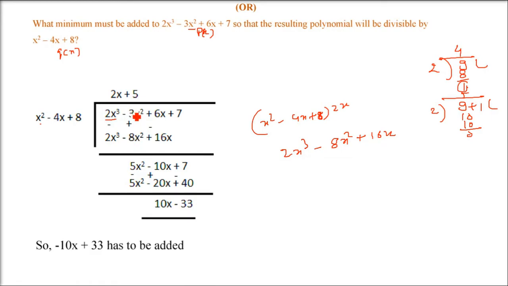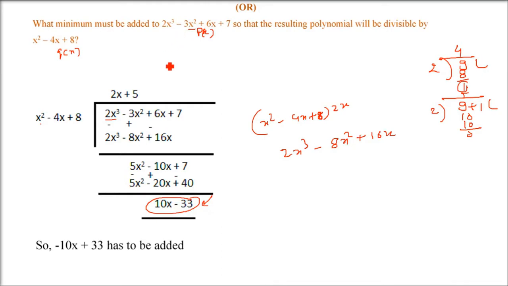This is negative, so this gets cancelled, 2x cube. And 8 minus 3 is 5. And minus 16 and 6, so minus 10x. 7, bring it down. Now multiply just this by 5, so you'll get these terms, and just subtract. So 10x minus 33 is going to come. Now there is nothing more because the degree of x is lower than x square.